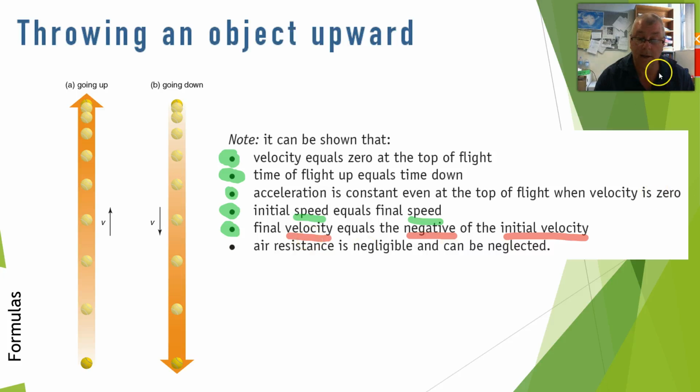And lastly, air resistance is negligible, so we're ignoring air resistance. So those five key points are important in our understanding of up and down motion. Alright, let's get rid of that.